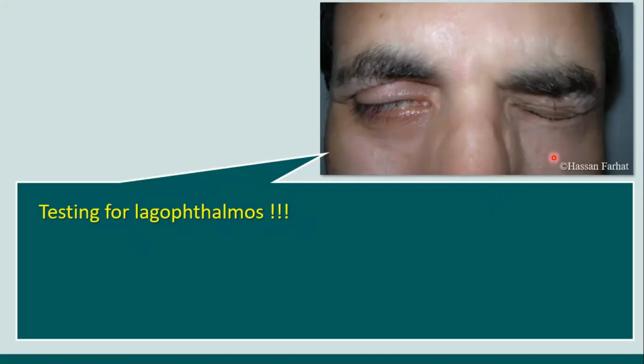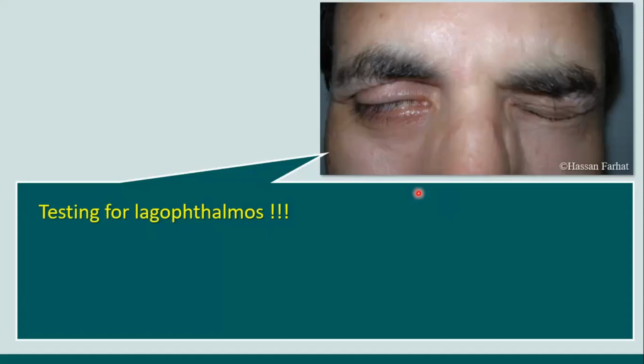But this is actually not correct. In order to test for lagophthalmos, we need to ask the patient to gently close their eyelids. Since this is a case of Bell's palsy, usually if you ask the patient to gently close their eyelids, there will be a lagophthalmos. A second step in evaluation, the examiner should ask the patient to forcibly close their eyelids to test for the tone of the orbicularis on both sides.